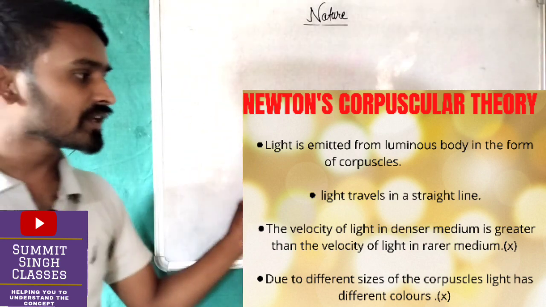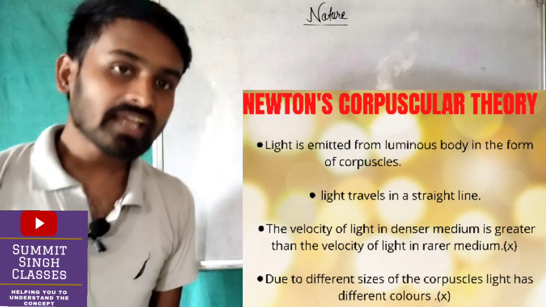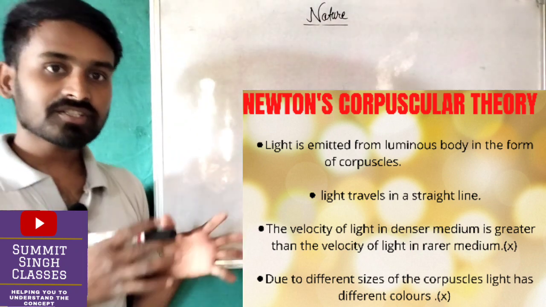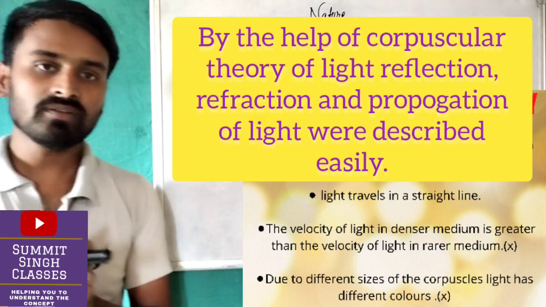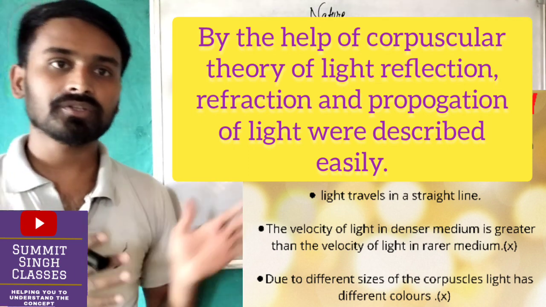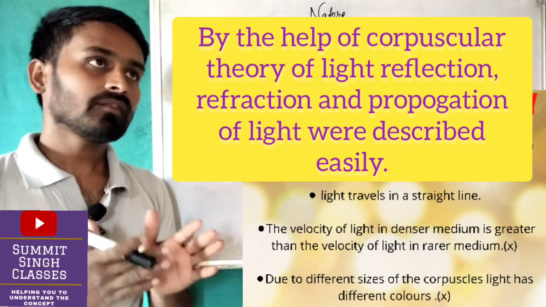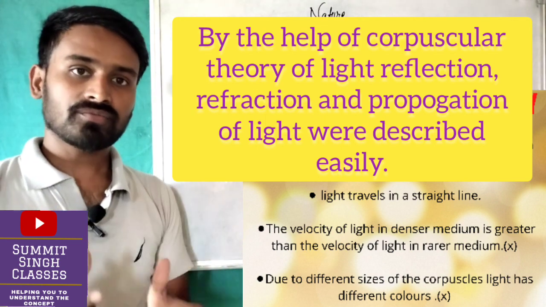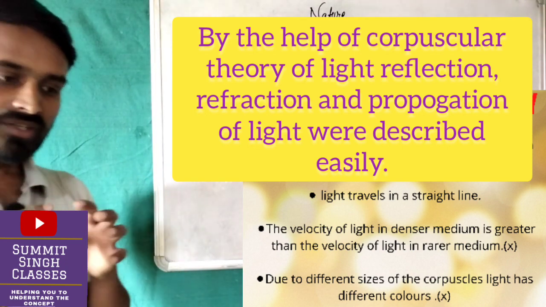Okay, and the fourth thing that Newton has given is that light travels in a straight line, and this is called rectilinear propagation of light. With the help of Newton's particle theory, or Newton's corpuscular theory, the phenomena of reflection of light and refraction of light are generally described easily.